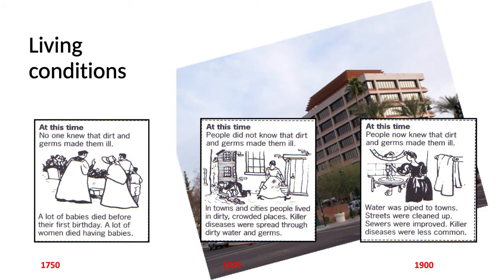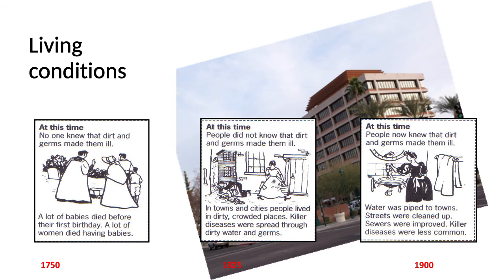And then the last changes were your living conditions, because the chances are you might have moved. In actual fact, until 1900, it probably wasn't very nice. Even at the start of the Industrial Revolution, you probably would have lived in quite a dirty place, mainly because people didn't know about hygiene. People didn't know that germs and dirt made them unwell. And because of this, lots of babies died before they even got to 1 year old. And a lot of women died having those babies.